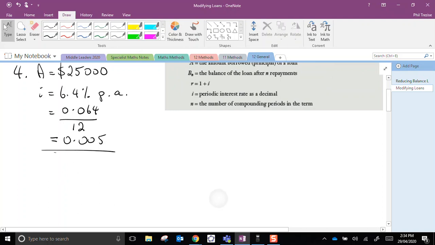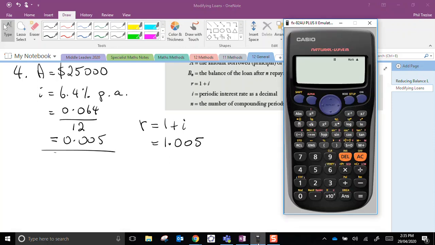So that's the first bit. Now remember, we have R equals 1 plus I. So 1 plus that number will be 1.005 with all those extra 3's running on. Using the calculator now, I go 1 plus. Now if I want to use the letter A in a formula, I have to use this alpha key before I press. So alpha A, just to type the letter. That will get the number from memory. When I press equals, this is my new number.